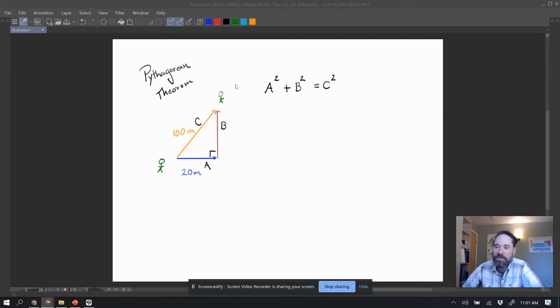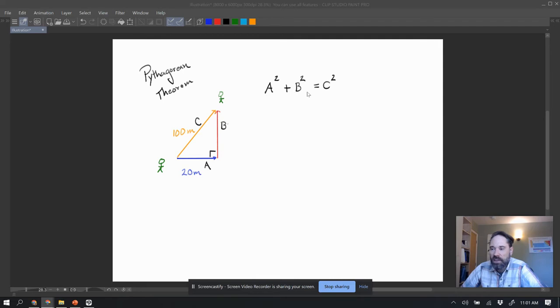So I now have the same kind of setup that I had before, but I'm saying that this little guy is going to walk 20 meters to the east and then some unknown amount to the north, but the total displacement, the straight line of sight, is 100 meters total. And I want to figure out how far north I've walked within this scenario.